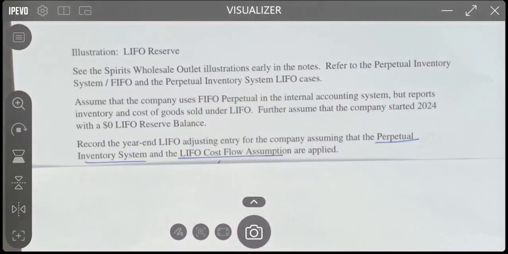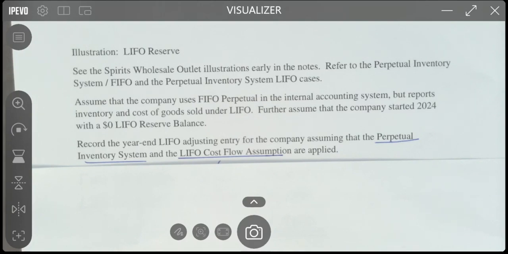Let's look at an illustration. See the spirits wholesale outlet illustration earlier in the notes. We're going to use the perpetual inventory system and then see the application of FIFO and the LIFO case. Assume that spirits wholesale outlet uses first in, first out perpetual in the internal accounting system, but reports inventory and cost of goods sold under last in, first out cost flow assumption. Further, assume that the company started 2024 with a zero LIFO reserve balance.